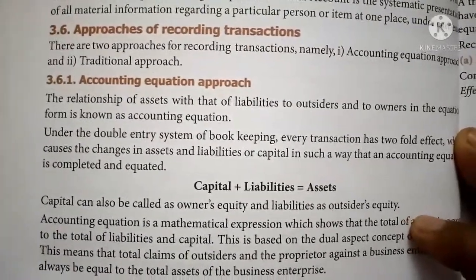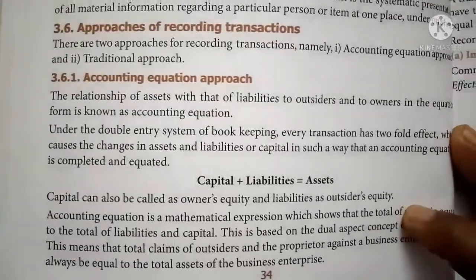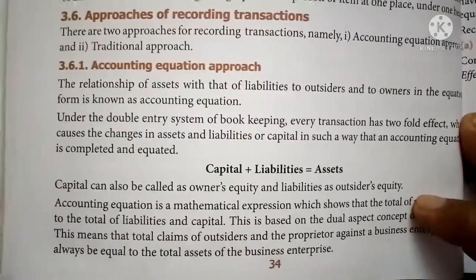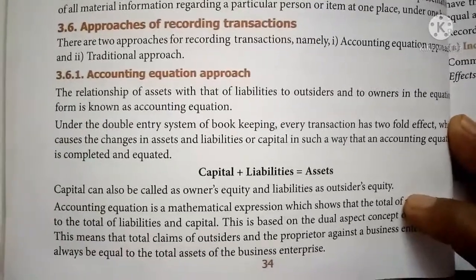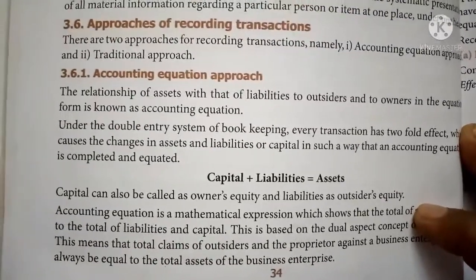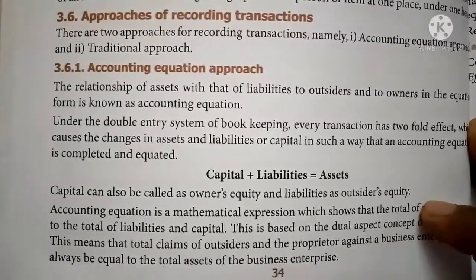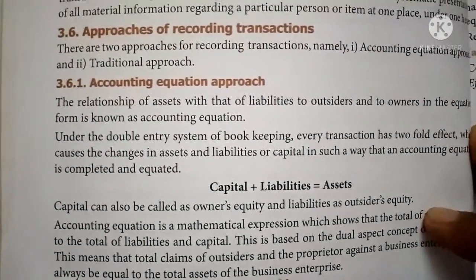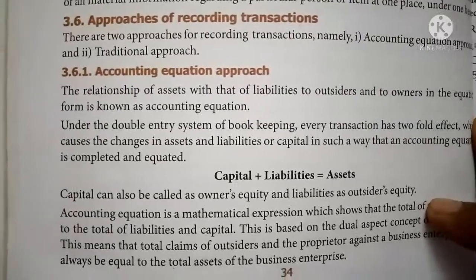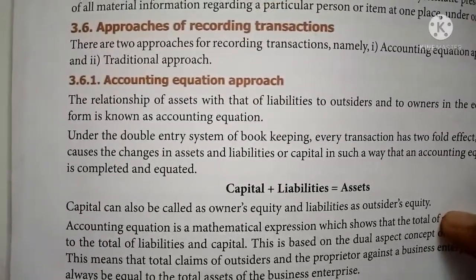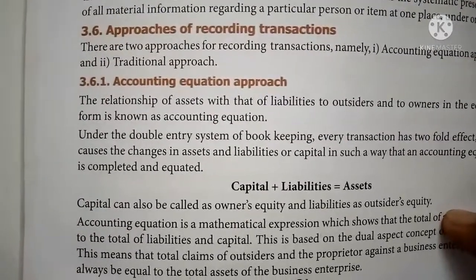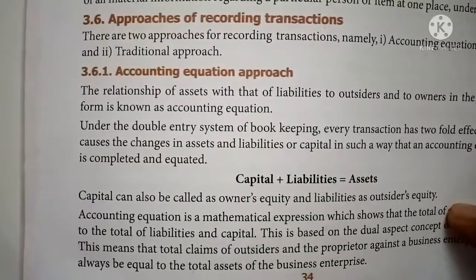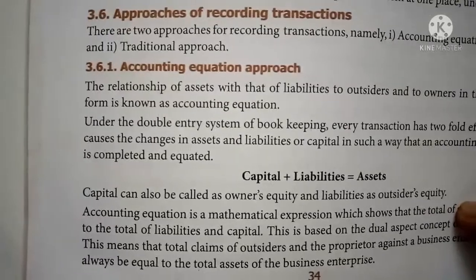So in this video we continue the same chapter, books of prime entry. In this chapter we already discussed various topics: source documents, various types of source documents, the double entry system of bookkeeping, its advantages and features, and transaction types: cash transactions, credit transactions, and also bank transactions.